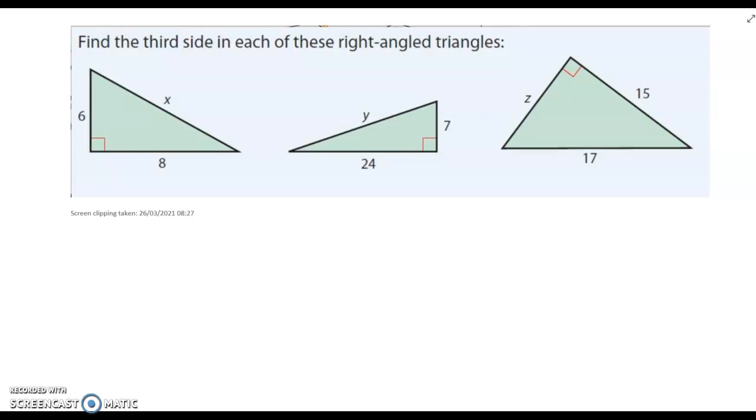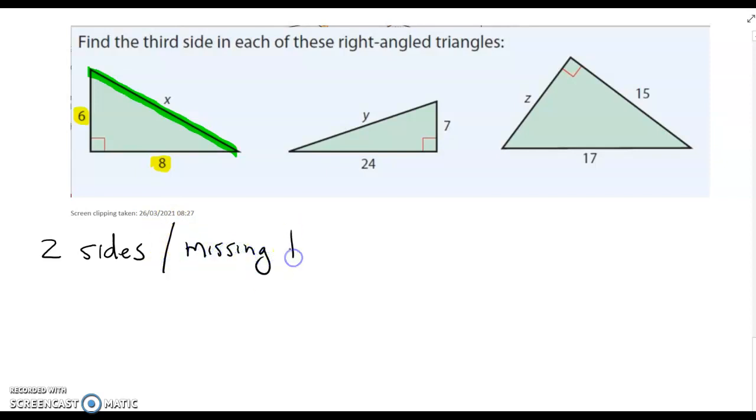Okay, so in this question you have to find the missing third side. So for the first question, we have 6 and 8, but we're missing this side here. This is a theorem of Pythagoras question, because we have two sides of a triangle, the ones highlighted in yellow, and we're missing one side. So you use the theorem of Pythagoras.